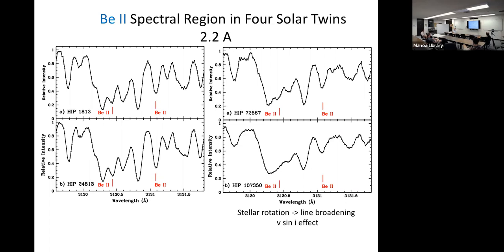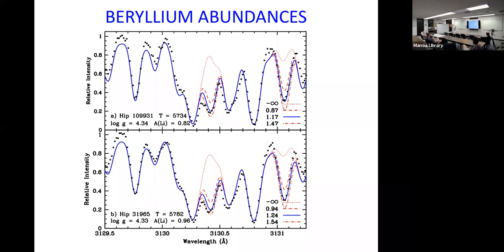And I wouldn't want to go to stars rotating much more rapidly than that to try to extract the beryllium abundance. So here are the actual beryllium abundances for 2 of the stars. We do this with spectral synthesis. In this diagram, the little black squares are the observed points in the spectrum. The blue line is the best fit through all of those lines.